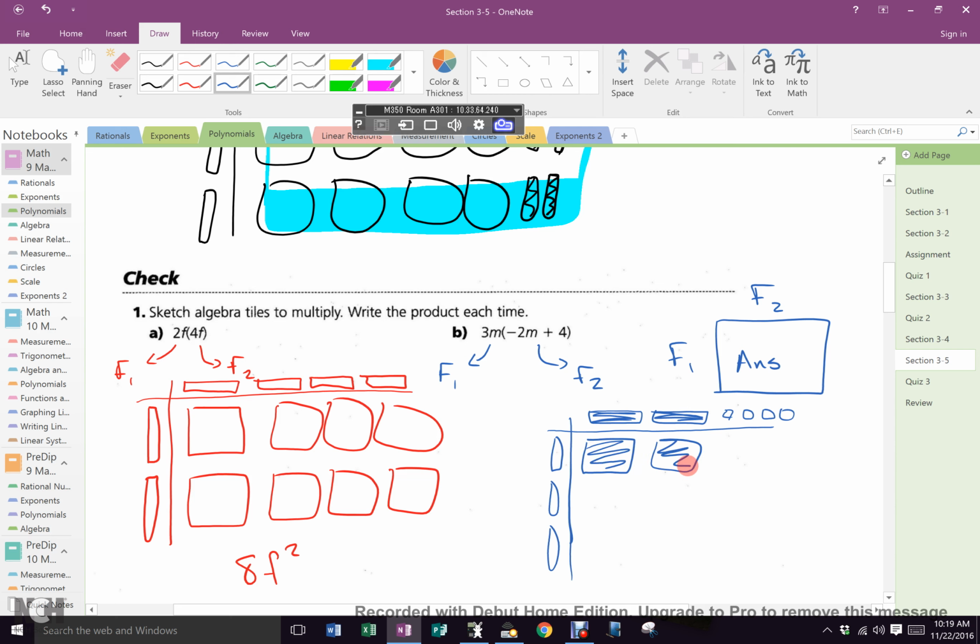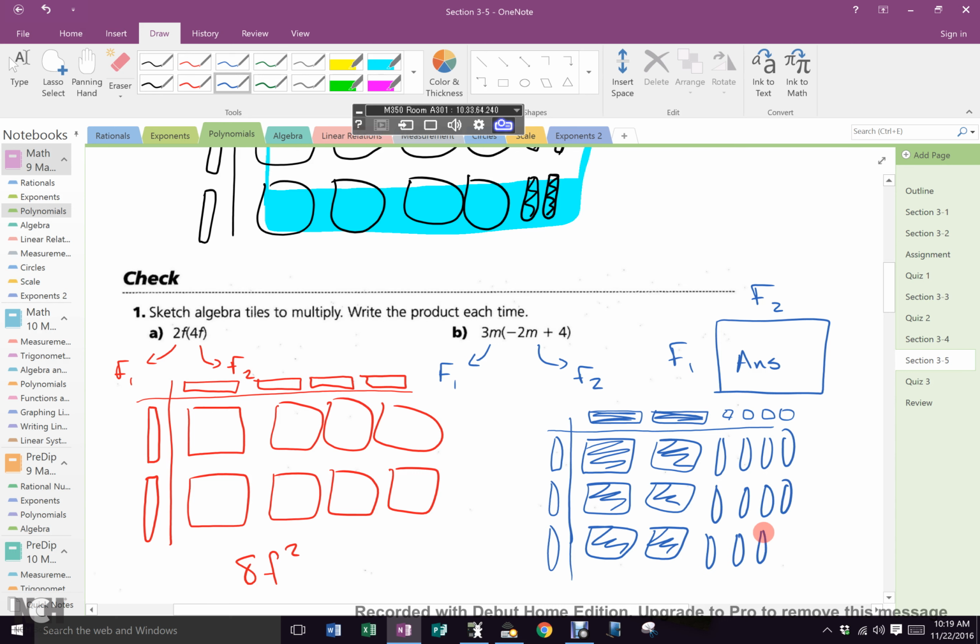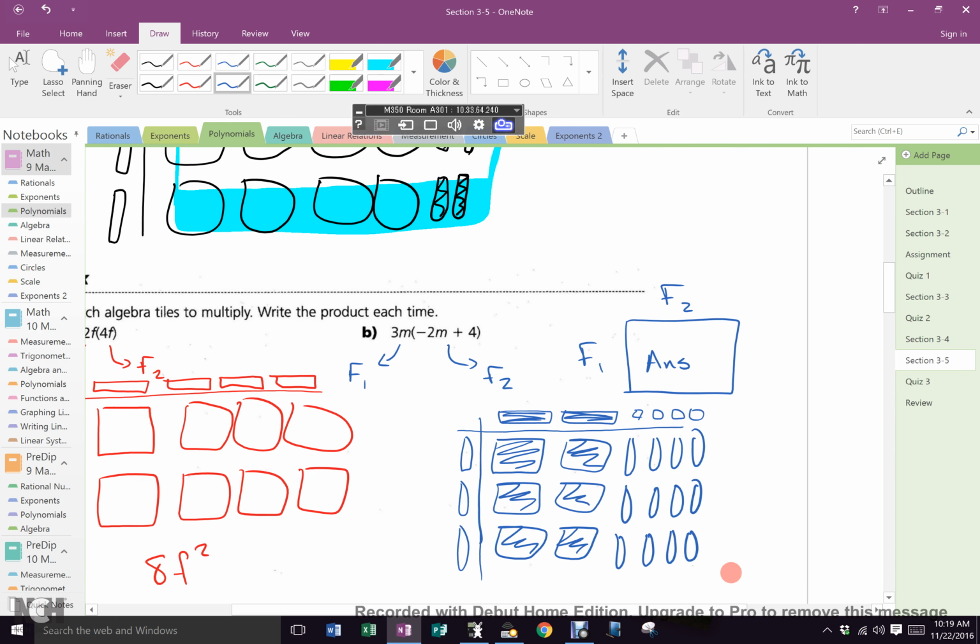I need 2 of them there. 6. And I need 2 of them there. These guys, do they change? No, because they're the same. I need 4 of them there, 4 of them there, 4 of them there. What's my answer? 12. How many of these are there? 6. So that's negative 6 what? x squared. And then 12 and positive 12 x's.